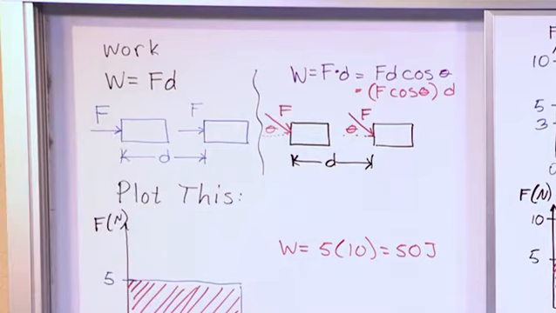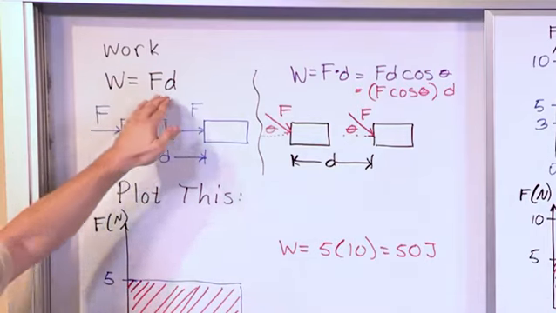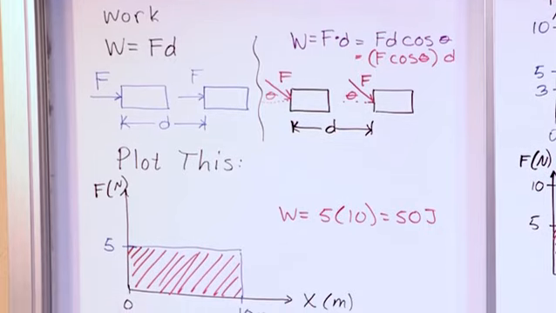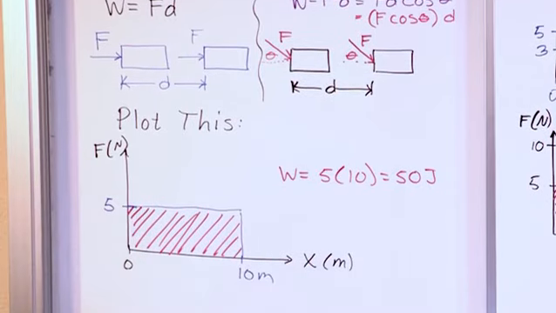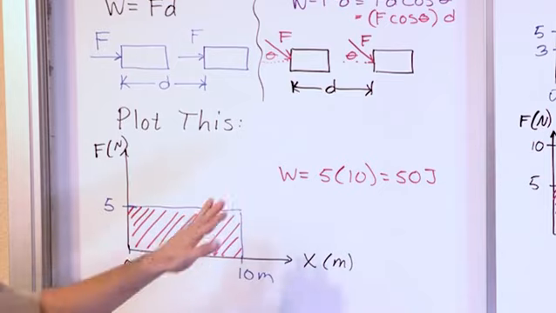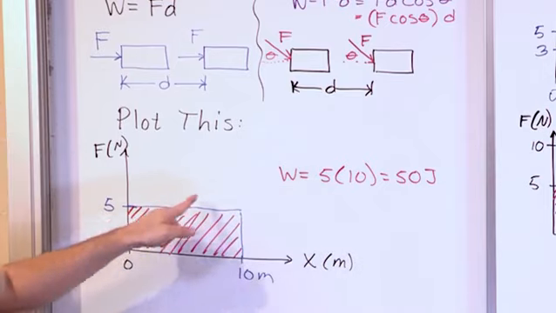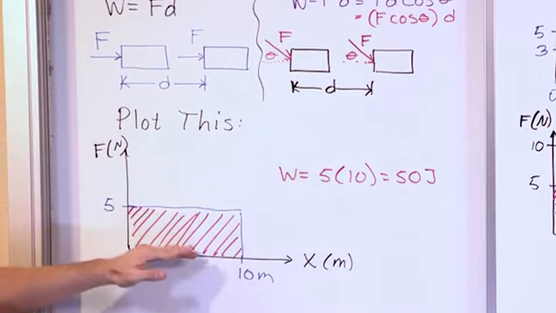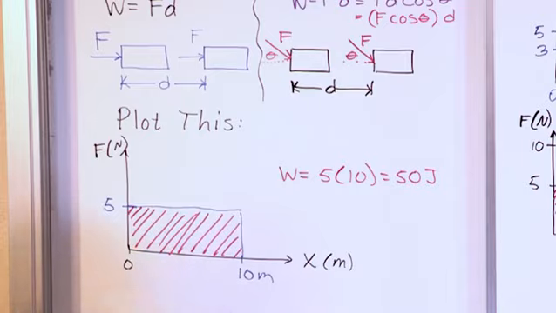So we started off by talking about work. We said work is force times distance. And we talked about plotting work, or plotting the force against distance here. If the box moves 10 meters and I apply a constant 5 newtons of force, this is what the curve looks like. The work, being force times distance, is the area of that curve down to the x-axis. So it's a rectangle in this case.